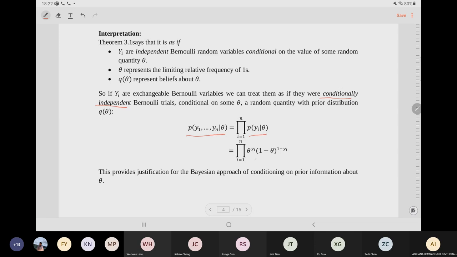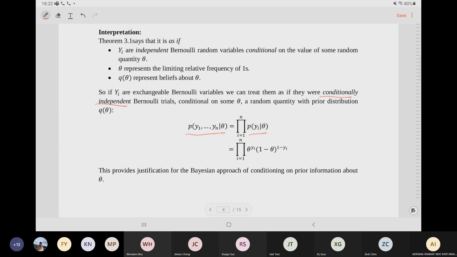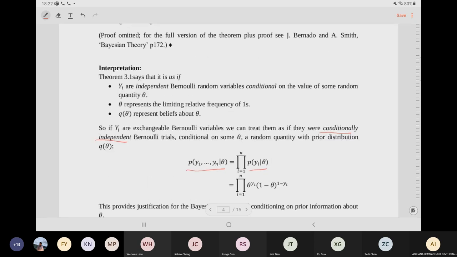Because they are exchangeable Bernoulli random variables, this is the Bernoulli PMF, sorry, the probability distribution. So this means that to find the joint PDF, we can still use independence, but it's now conditional independence.